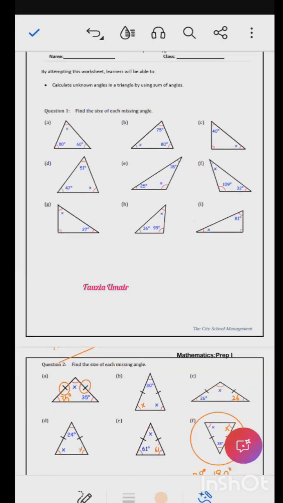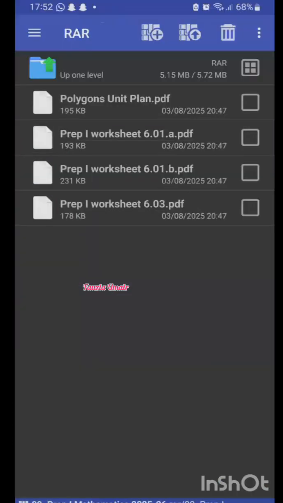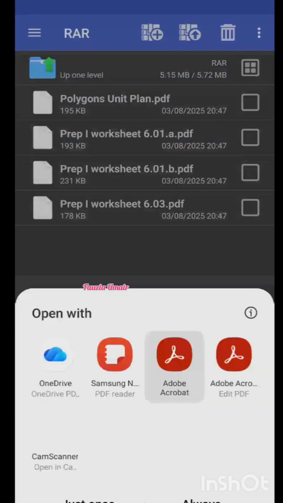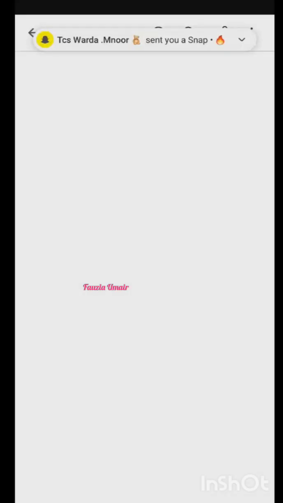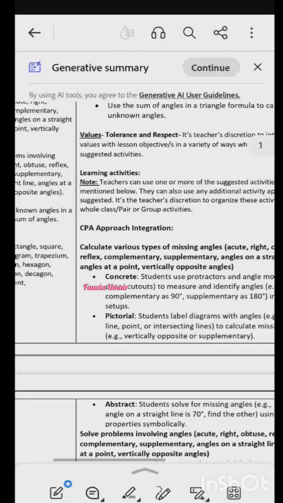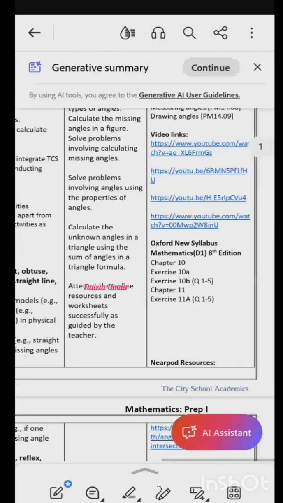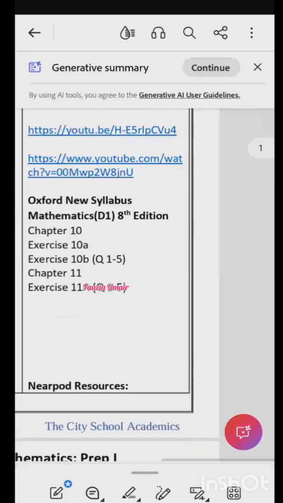So now let's see. From which book are you studying? Which book are you using? NSM 1, I think. Eighth edition NSM 1, chapter 10. These are the questions now. Chapter 10.